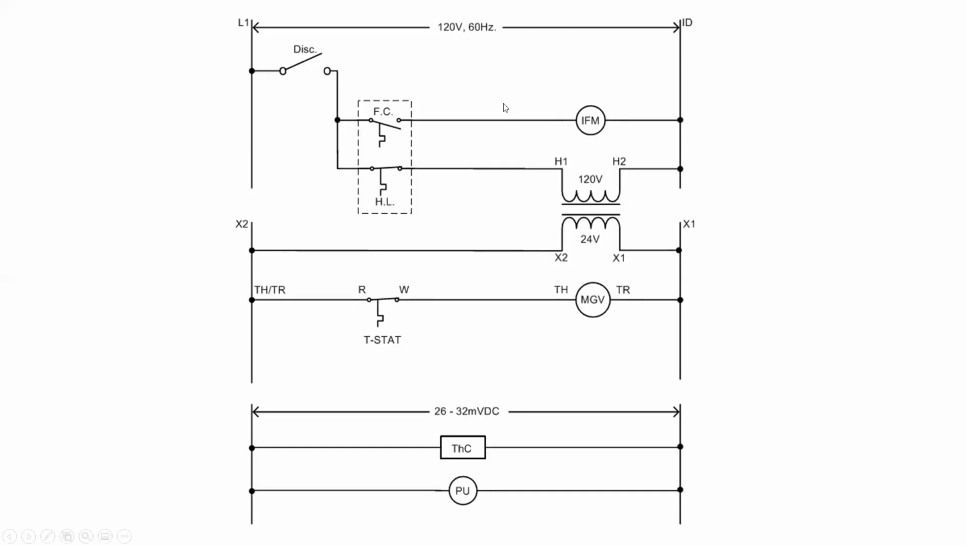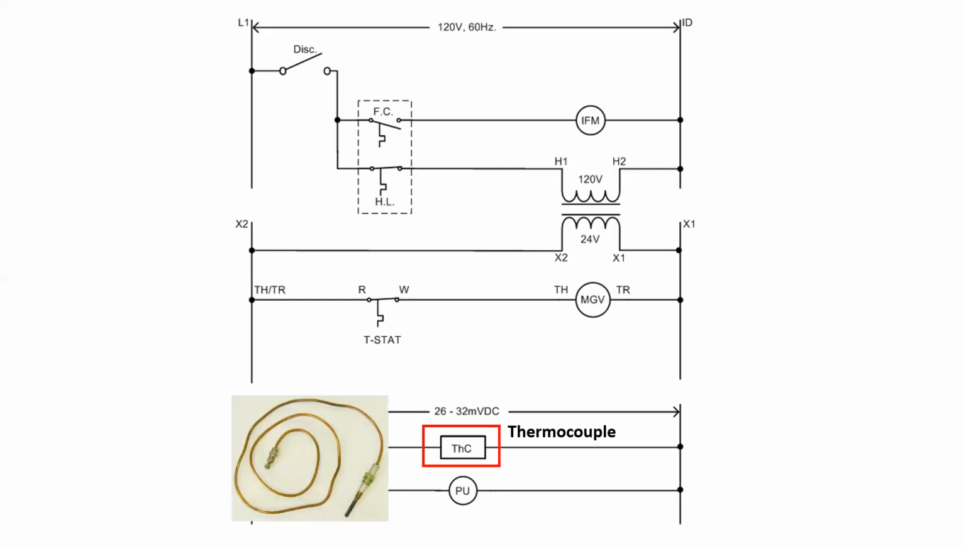We now have three different voltages, 120, 24, and all the way down here, 26 to 32 millivolts DC. And in that range of voltage, we should know that a thermocouple will be used because a thermocouple is an energy generating device that is capable of generating a voltage around the range of 20 to 35 millivolts. We'll take a look at this in more depth in the next presentation when we look at how the burner is ignited automatically by the main furnace.